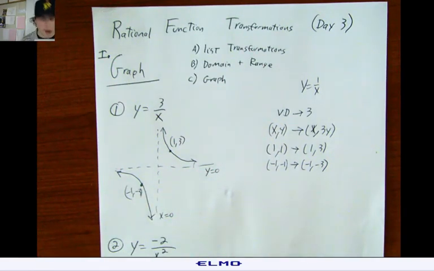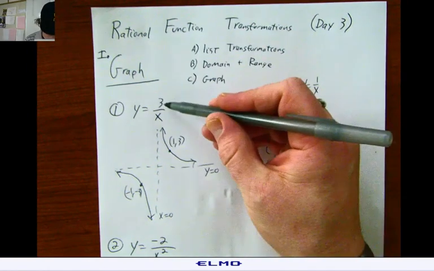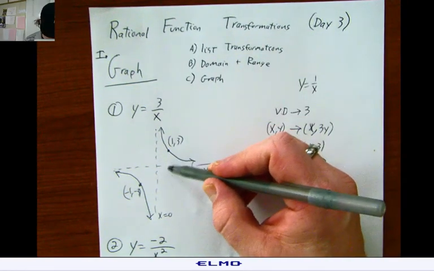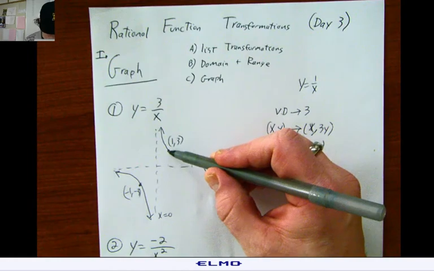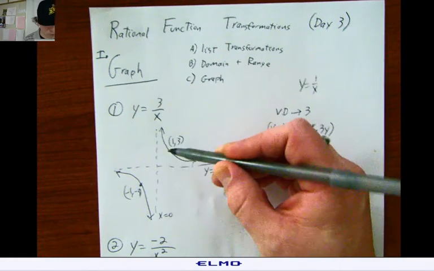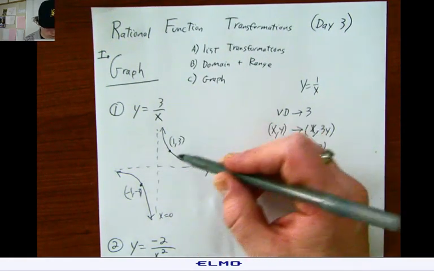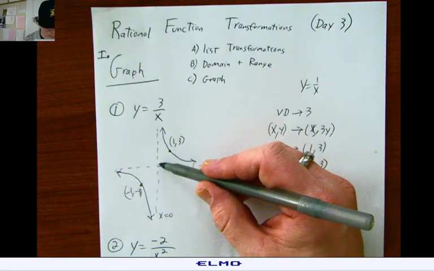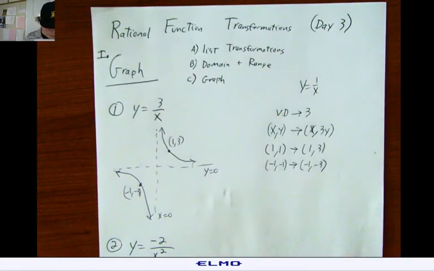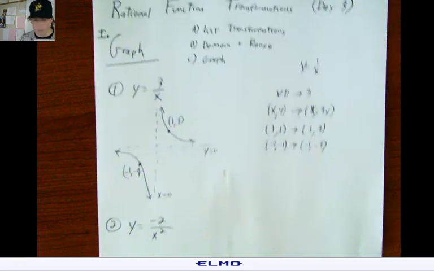For people using graph paper, a vertical dilation of 3 means that this point will always be 3 units away from the horizontal asymptote. Instead of being 1 over and 1 up, it's 1 over and 3 up. Okay, let's take a look at number 2.